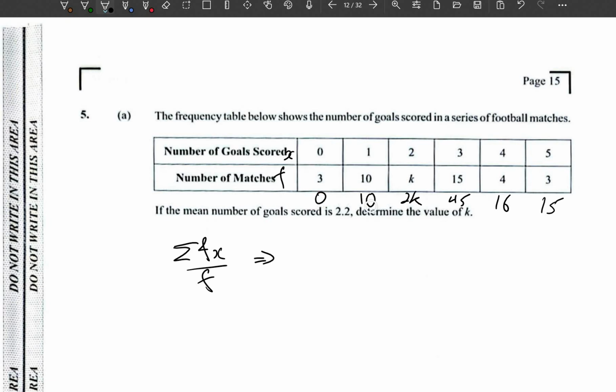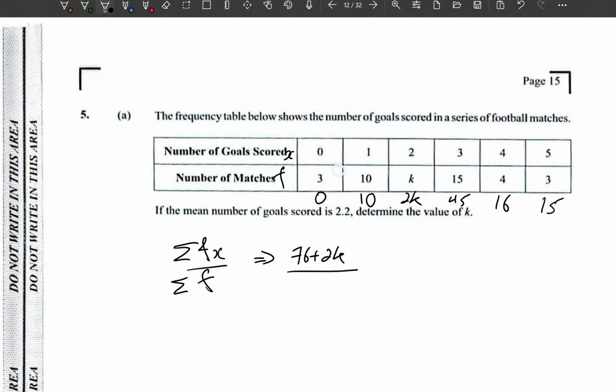So we have 0 plus 10 is 10, 10 plus 45, that's 55, 55 plus 15, that is 60, 60 plus 16, that is 76. So we have 76 plus 2k, and that's divided by f, or the summation of f rather.